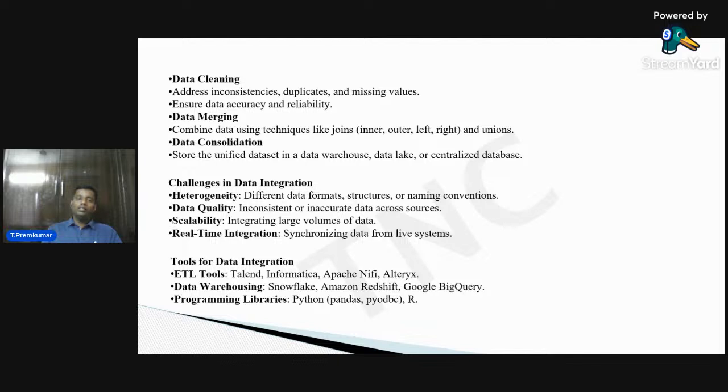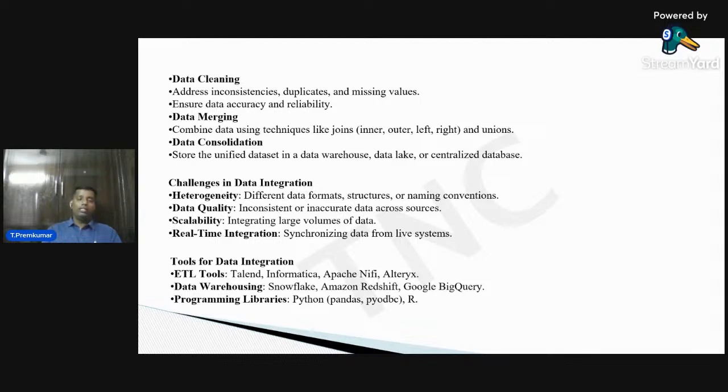And the challenges we can find in the case of data integration are heterogeneity, data quality, scalability, and real-time integration. When you talk about heterogeneity, we know that we'll be collecting data from different sources. So we can receive different types of formats, structures, as well as naming conventions. That will be the most difficult to process when you are going for data integration.